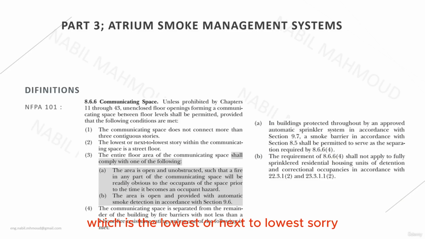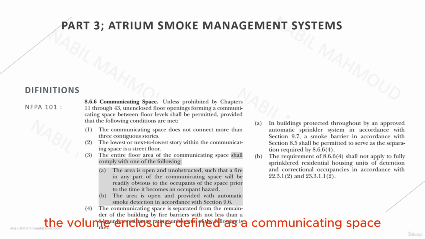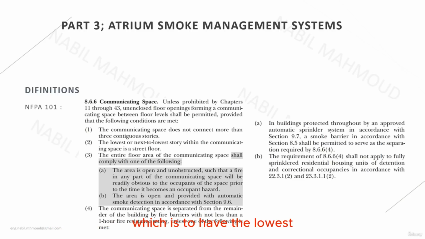Item number 2, which is that the lowest or next to lowest story within the communicating space is a street floor. This is the second condition to have this vertical volume enclosure defined as a communicating space, which is to have the lowest or next to lowest story within this communicating space as a street floor.